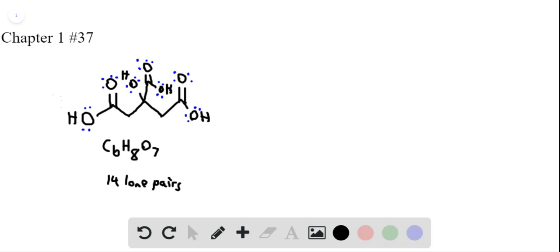Okay, and so the next question is D. How many sp2 hybridized carbons are present? Each carbon that has a double bond to an oxygen is going to be sp2 hybridized. So I will go ahead in red and indicate those. This carbon is sp2 hybridized, this carbon is sp2 hybridized, and this carbon is sp2 hybridized. So the answer there is 3 sp2 carbons.